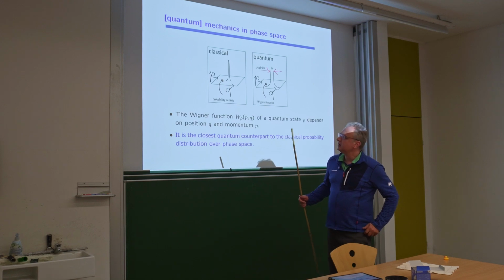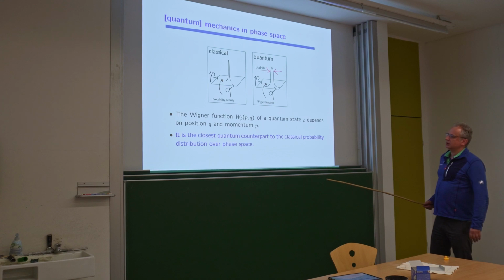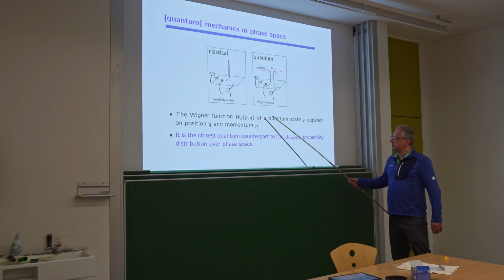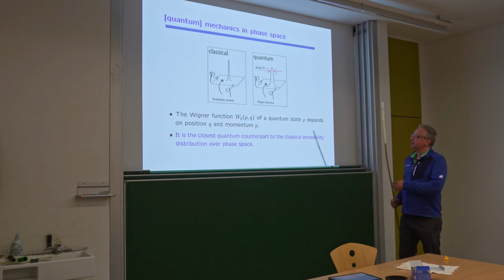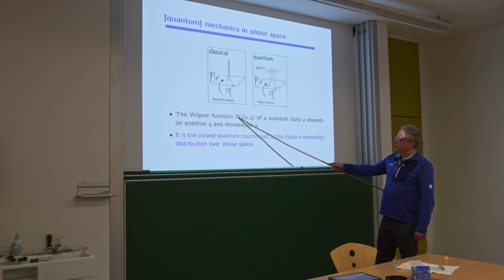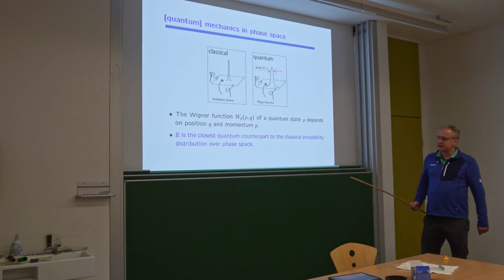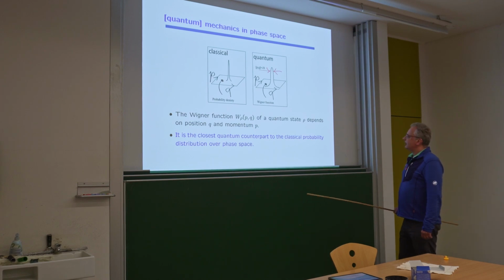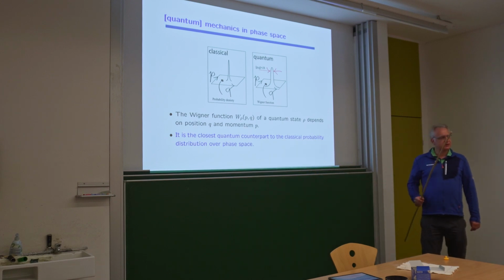Okay, so now let's talk a little bit about what Wigner functions are. Imagine a Hilbert space, say infinite dimensional, a particle moving in space. Particles can have position and momentum, and that is what a Wigner function, here denoted by W, will depend on. It has a position and momentum coordinate. And why do we have it? Well, it's the closest quantum counterpart to the probability distribution over phase space.